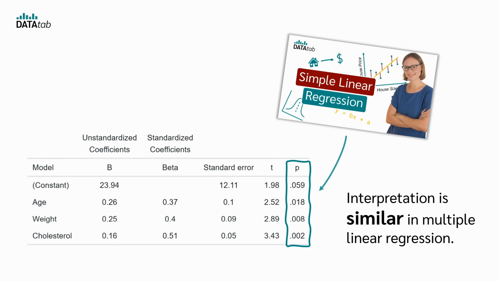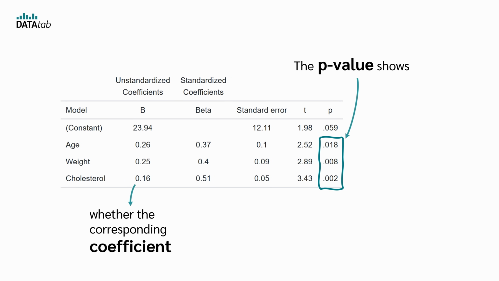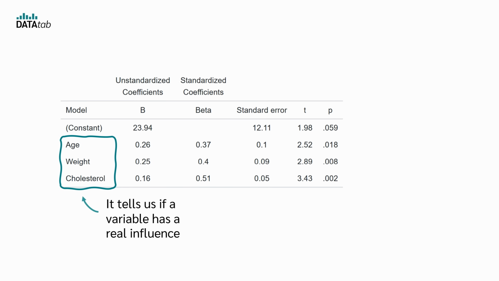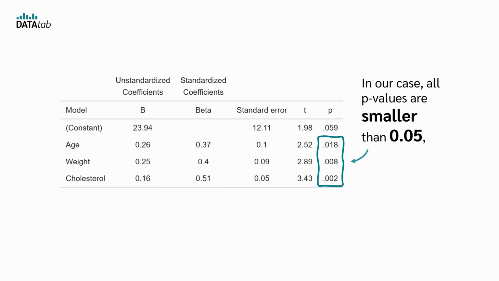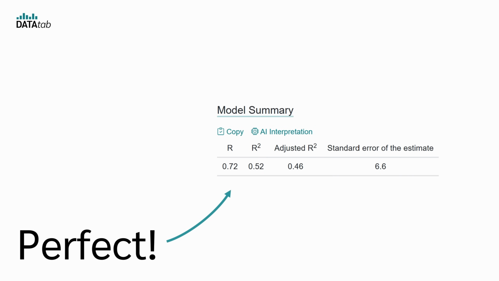The interpretation is similar in multiple linear regression. To summarize, the p-value shows whether the corresponding coefficient is significantly different from zero. In other words, it tells us if a variable has a real influence or if the result could just be due to chance. If the p-value is smaller than 0.05, it means the difference is significant. In our case, all p-values are smaller than 0.05, so all variables have a significant influence. Perfect! Let's move on to the next table, the model summary table.